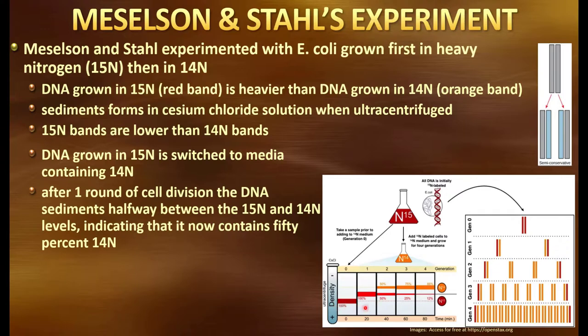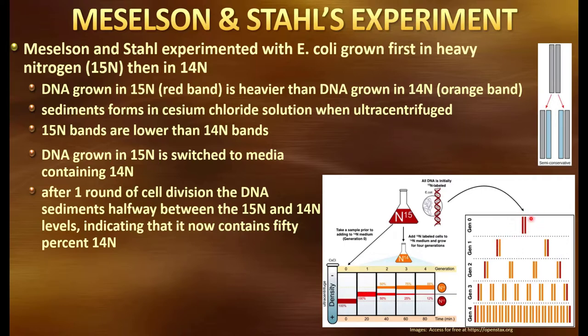This is what we see when we first start, before any replication. After one round of replication, the band forms here. We only get a single band, and it's a little bit lighter than what the heavy nitrogen would be, but it's also a little heavier than what nitrogen 14 would be. What this is telling us is that all the molecules that were in here are essentially in between heavy nitrogen and regular nitrogen, telling us that each one of those DNA molecules contains 50% heavy nitrogen and 50% N14. That's what we're seeing here.